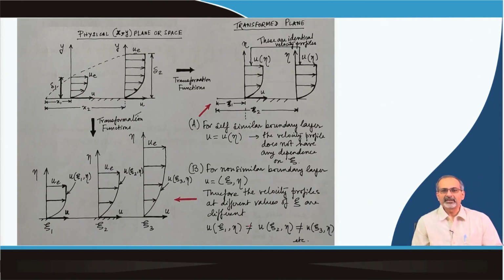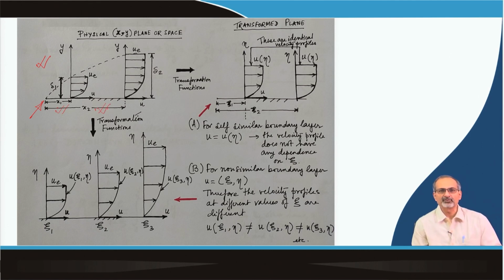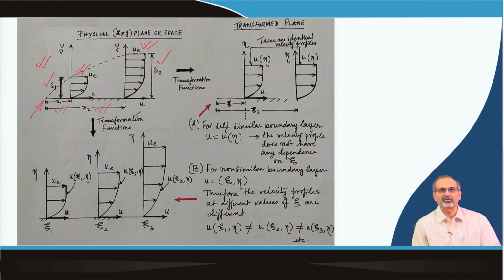Let us try to recapitulate what we mean by self similar and non similar boundary layer profiles. In the physical plane or space, this is how the boundary layer grows. This is the leading edge of the flat plate, and at two different stations x1 and x2 respectively from the leading edge, we have shown the velocity profiles. We see two different boundary layer thicknesses delta 1 and delta 2, and we find that the velocity profiles are distinctly different, but the free stream values are the same, u e, for the given problem.